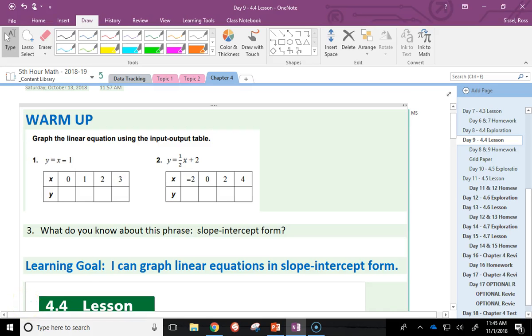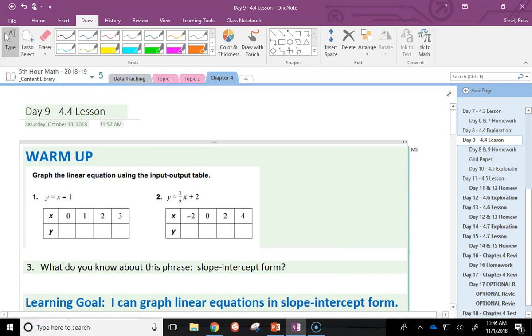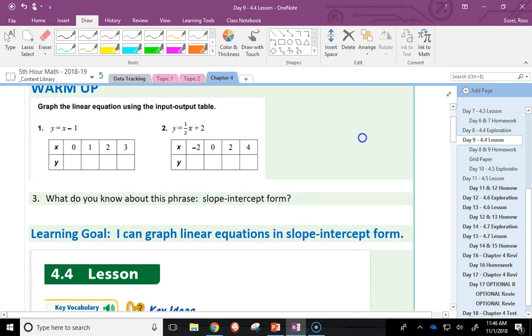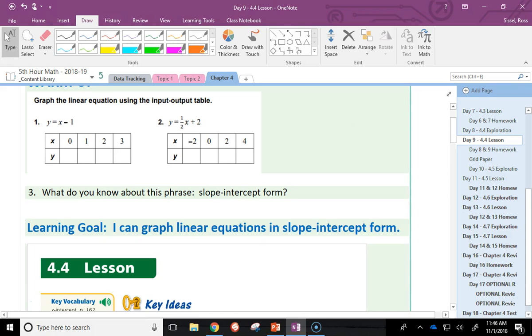Okay, we're going to work on lesson 4.4. We're learning about slope-intercept form. So our warm-up, let's go quickly through this. It's graph the linear equation using the input-output table. We're actually not going to take the time to graph it right now, but I'm going to tell you how.